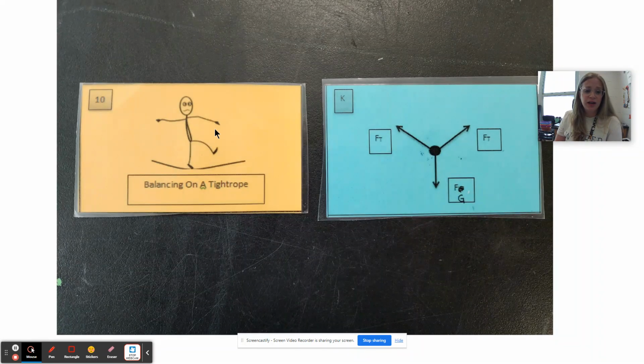All right, here we've got another tension force here, but he's balancing on a tightrope. Now, the tightrope is going up at an angle, and we see that here. And then we've got the gravitational force here on Earth. No normal force because it is through a rope.